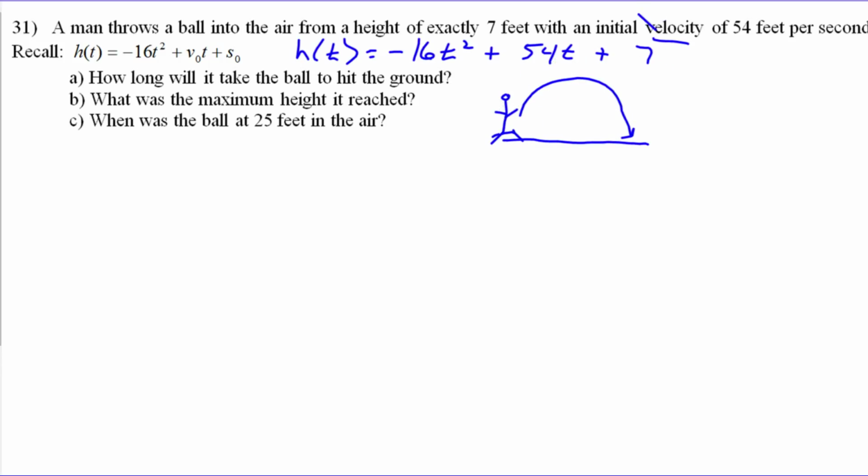All right, so we're looking at this picture, and we're wondering, first of all, how long does it take him to hit the ground? Well, the ground is over here, and if I say, what is the height of the ball when it hits the ground, the answer is a height of 0. So that's going to be my h value. So for letter A, 0 equals negative 16t squared plus 54t plus 7. So if I'm solving this problem for t, because they asked about how long, that is a time. So we're actually just trying to find time here.